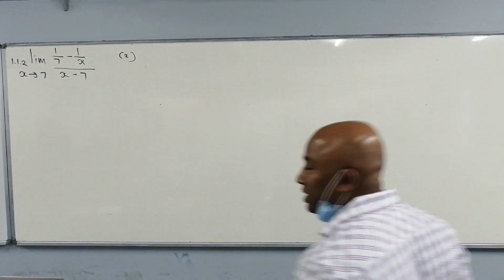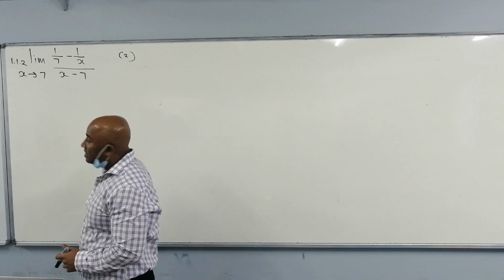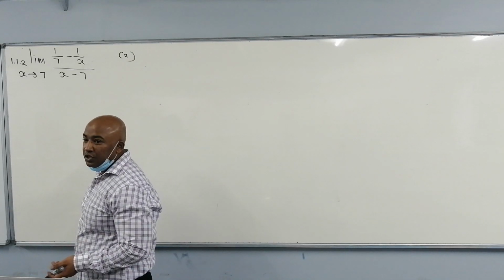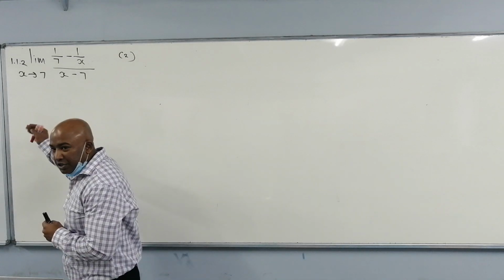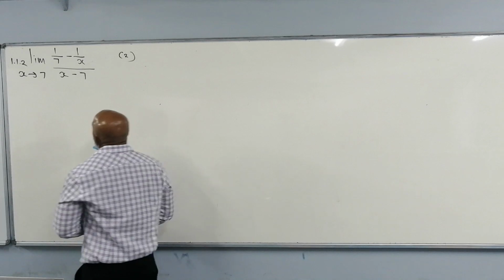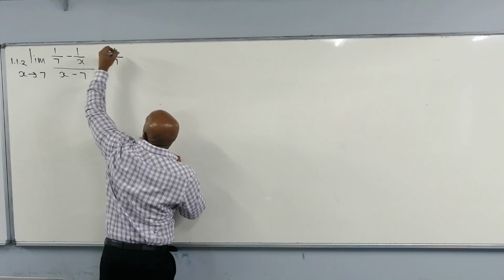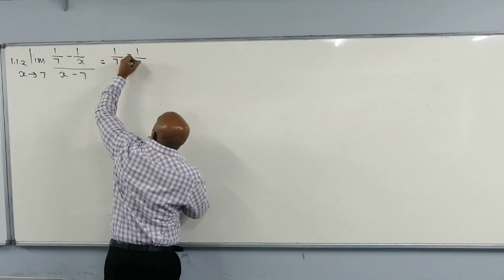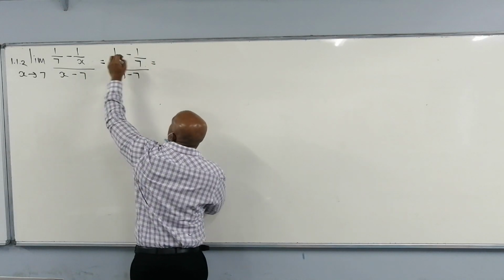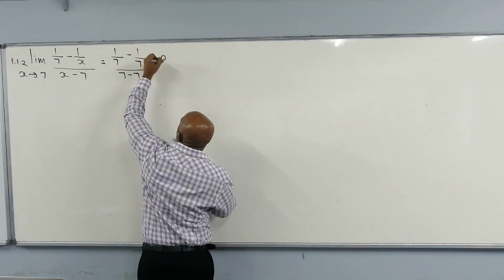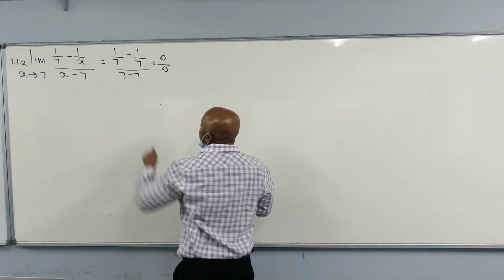Right, let's not waste time. Here's the next one. So the next one is 2 marks only. The limit as x tends to 7. Let's see what happens. Step number 1 is substitute, and let's see if we get an answer. So if I substitute here, we got 1 over 7 minus 1 over 7, and in the denominator you got 7 minus 7. So anything subtract itself is 0. 7 minus 7, 0. So it's 0 over 0. This is indeterminate form.